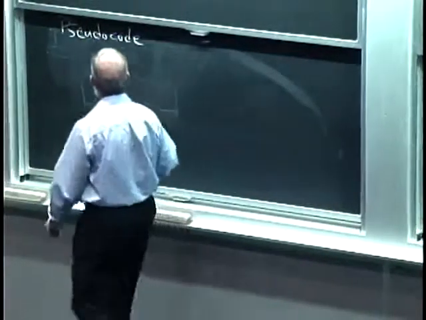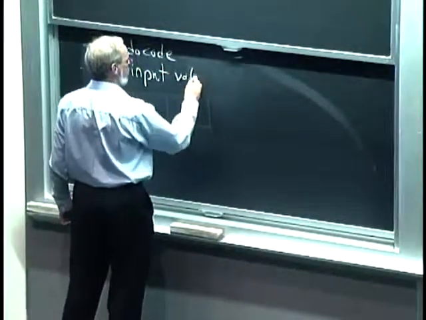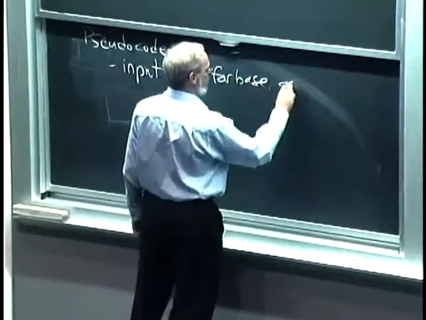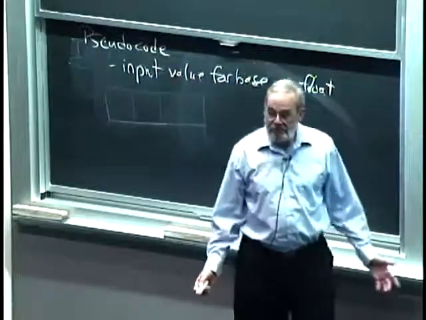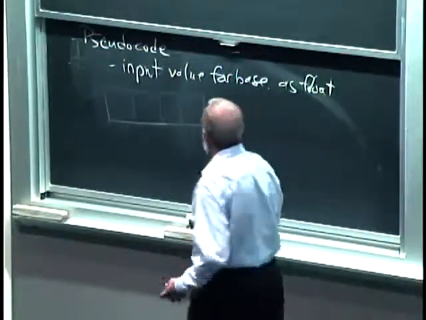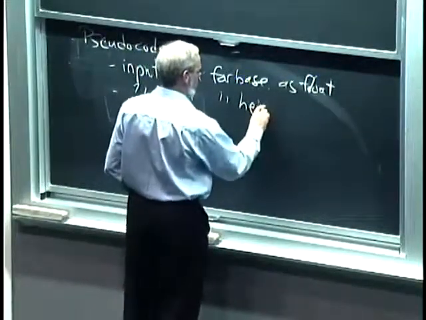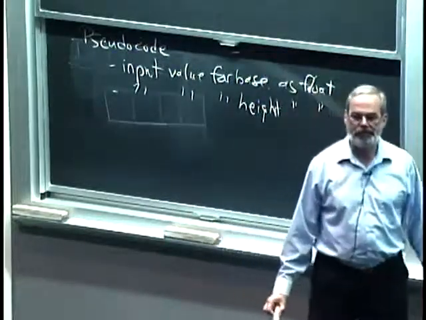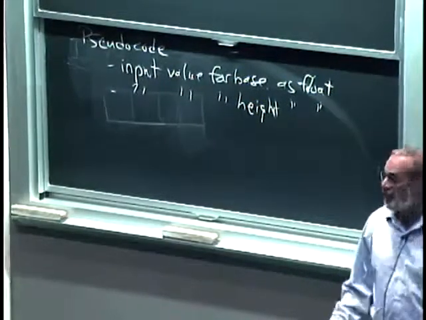I would say, first thing I want to do is input a value for the base as a float. I need to get the base in. Second thing, I need to get the height. So I'm going to input a value for the height, also as a float, a floating point. Okay, I get the two values in. What do I need to do? Well, you sort of know that, right?